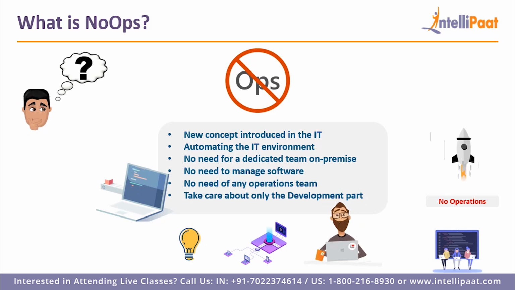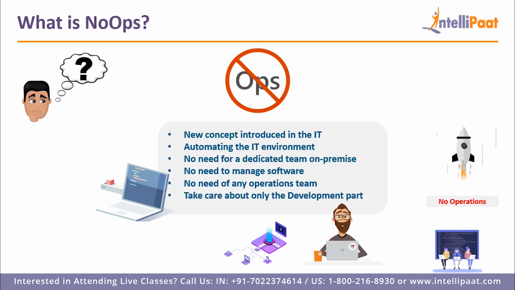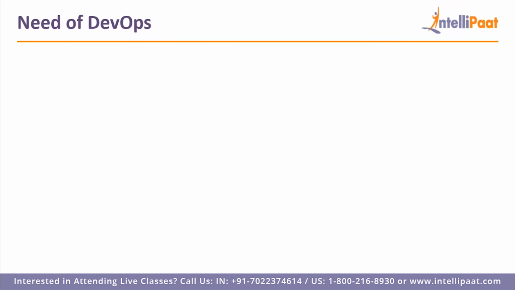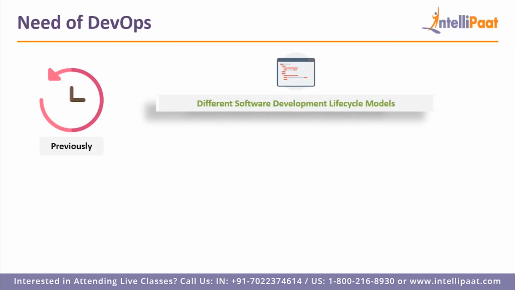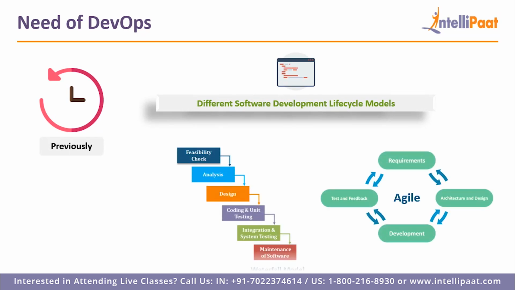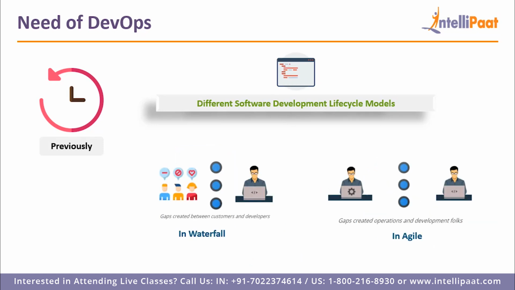Now guys, let us move forward and understand the needs for both of these terms, that is DevOps and NoOps. First, the need for DevOps. So guys, before DevOps, there were many models for the software development lifecycle which were introduced, like the waterfall model and the agile model, where the waterfall model had many flaws like gaps between customers, software requirements and developers, right? Which were further overcome by Agile methodology. Despite the innovation and changes, Agile too had some flaws, like there were gaps between developers and operation folks.